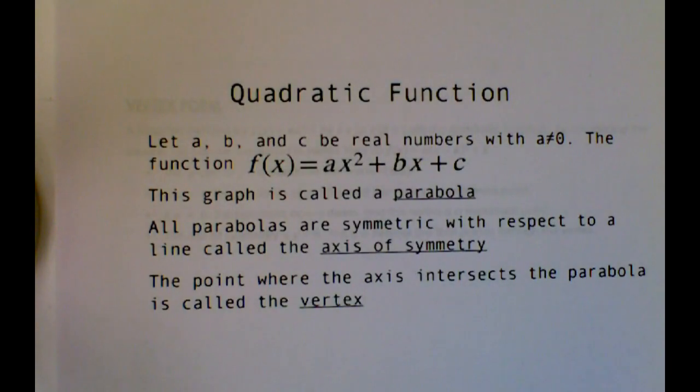We've already talked a bit about quadratic functions, but a reminder that a quadratic function is a times x squared plus b times x plus c. The graph of this is called a parabola. All parabolas are symmetric with respect to a line called the axis of symmetry, and the point where the axis intersects the parabola is called the vertex.